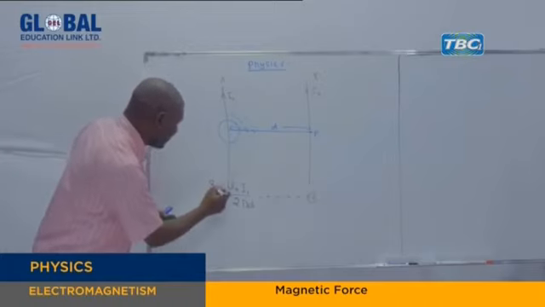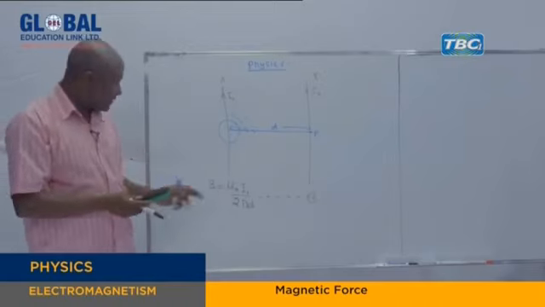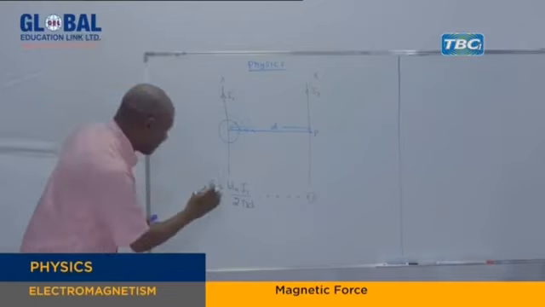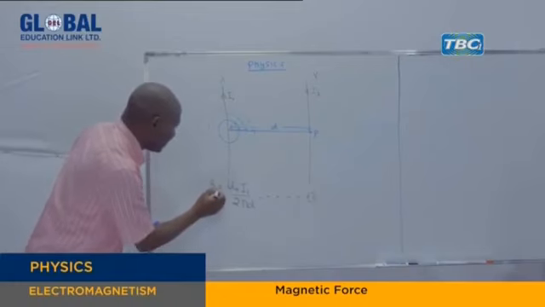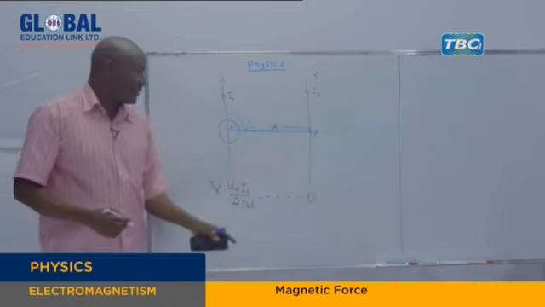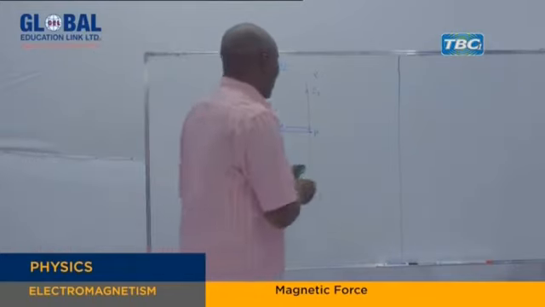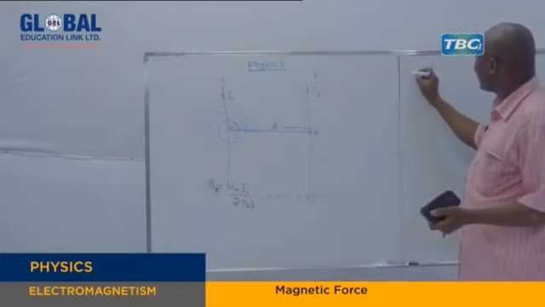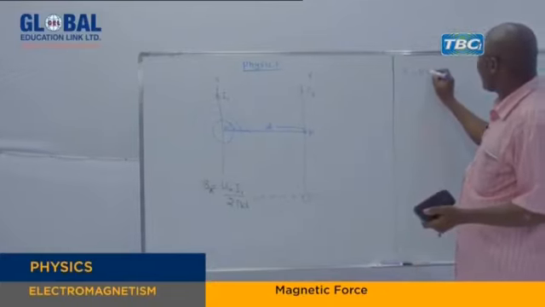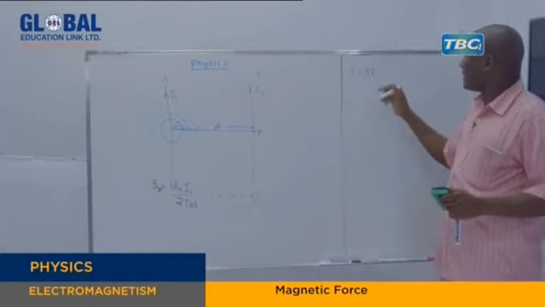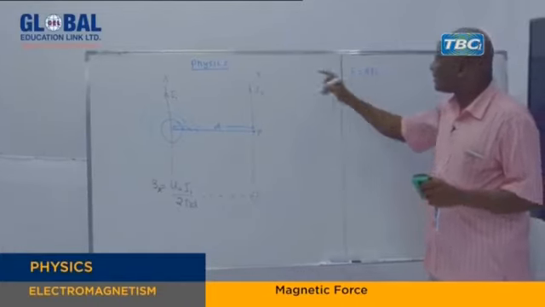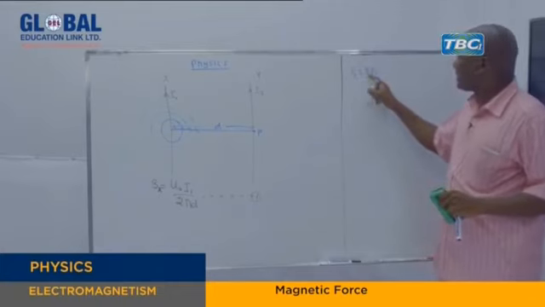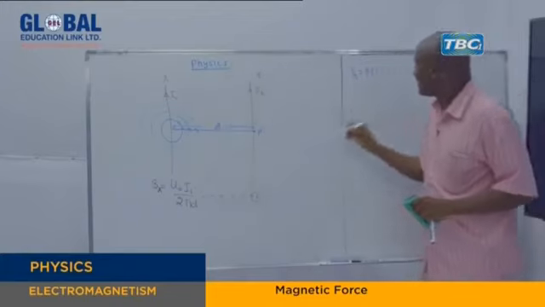Let's call this magnetic field 1, the magnetic field produced by wire X. We can use 1 or we can use X. Let's say wire X produces a magnetic field at point P. Because of this magnetic field, wire Y will experience a force. That force is given by B, the magnetic force on wire Y. This is the magnetic flux density produced by X, let's take it as B1.